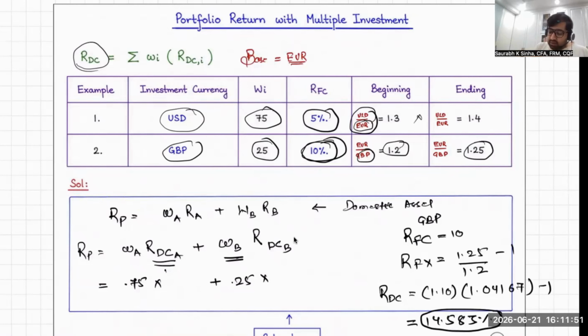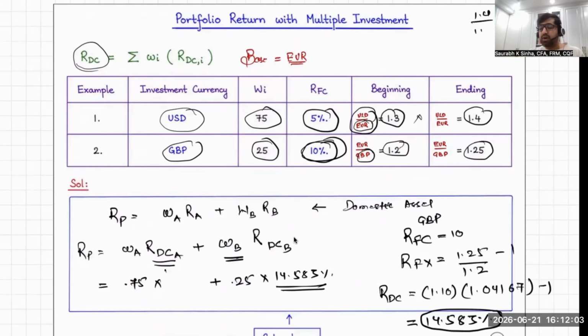14.583%. I can use this 14.583% for GBP. But can I use this quotation directly? I cannot use this quotation directly. I cannot do 1.4 upon 1.3 because this will not tell me the USD appreciation or USD depreciation. We are interested in whether the foreign currency has appreciated or depreciated. So for that, we have to convert this quotation in the terms of USD, as in USD in the denominator.